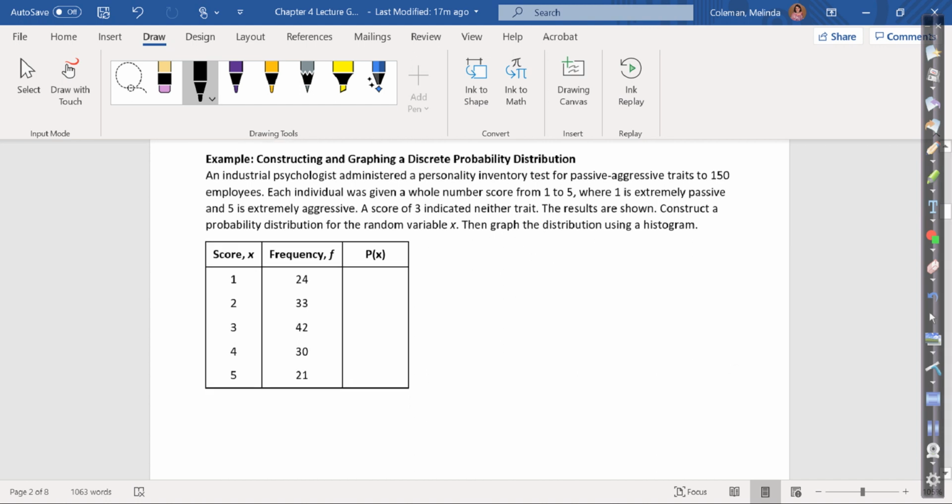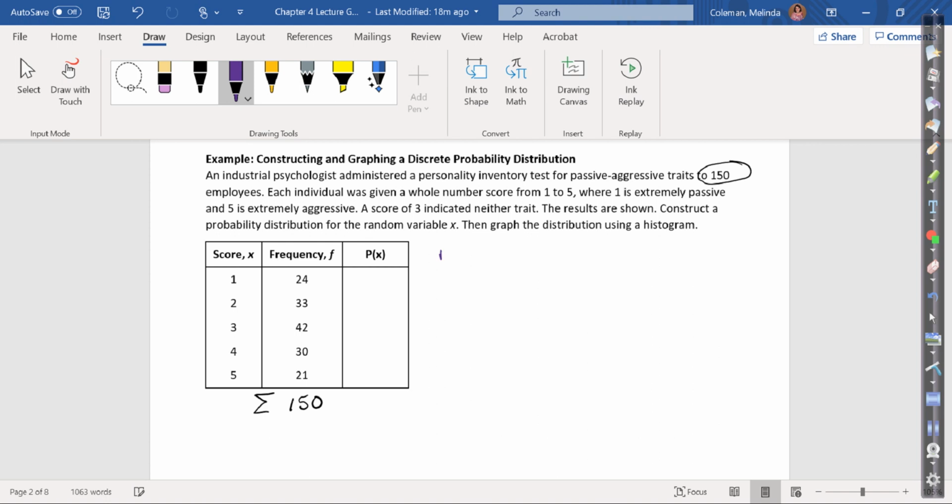So the score on the exam was 1 through 5. The frequency: 24 people scored a 1, 33 a 2, 42 a 3. So when I add these up, we ended up with 150 people who took the test, and that's given in the problem as well. And now we're going to find the probability of each of those. Well, we know how to find probability. It's going to be the part over the whole number.